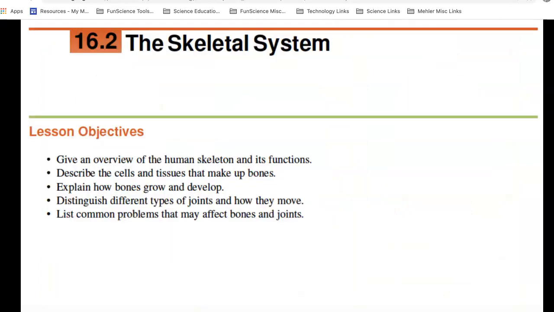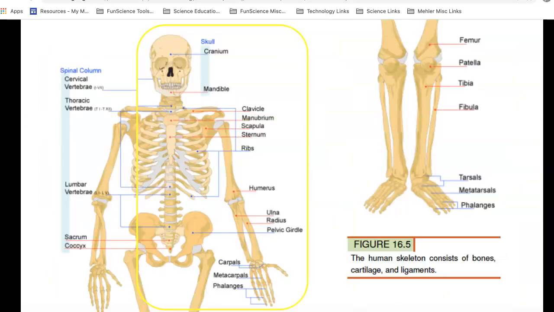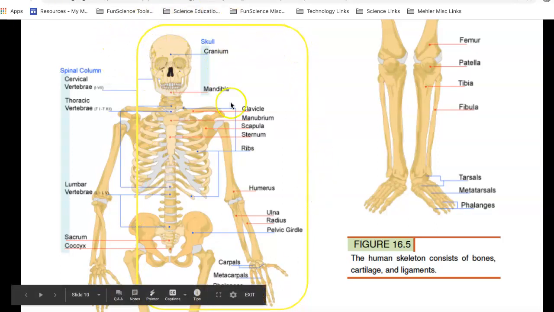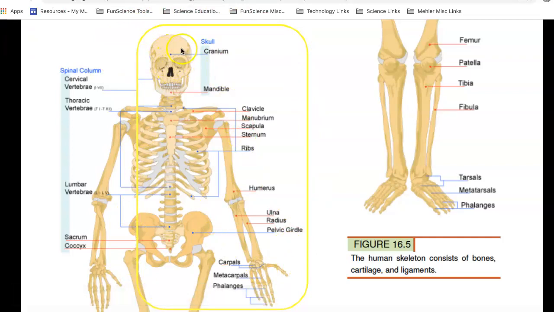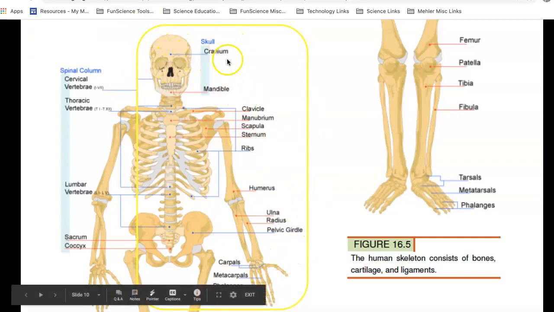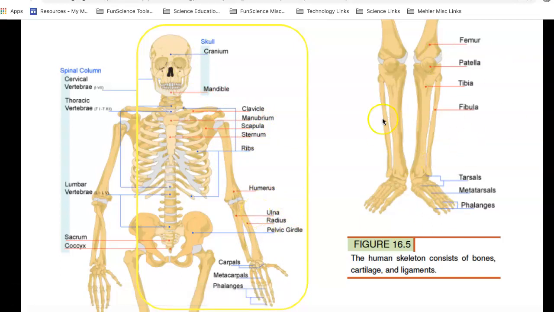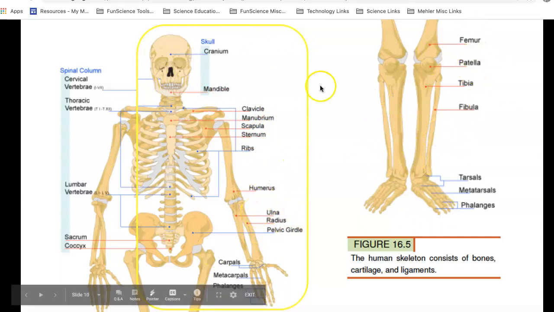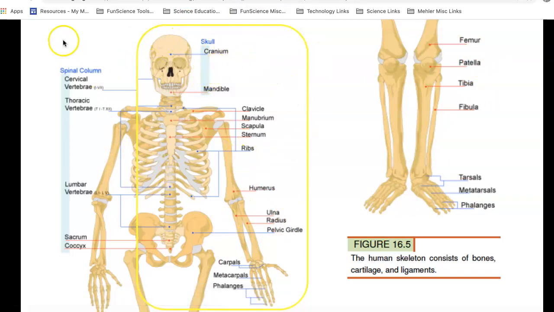So let's take a look at the skeletal system. Make sure you read the lesson objectives, and you'll notice that this diagram from your textbook has a yellow line around it. I'd like you to know every one of the bones that's in here. I'd like you to know the cranium, the mandible, the clavicle, the scapula, the sternum, the humerus, the radius, and the ulna. Most of you know these already. Don't worry about the bones over here. These are the bones of the leg. But I'd like you to memorize the bones that are in here. As a matter of fact, this diagram will be in the quiz.